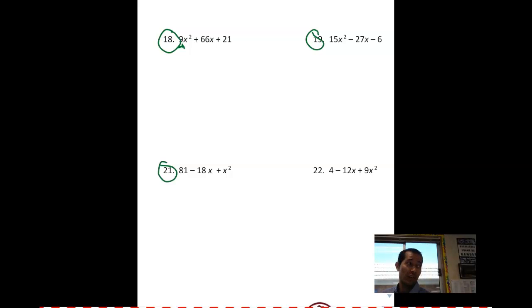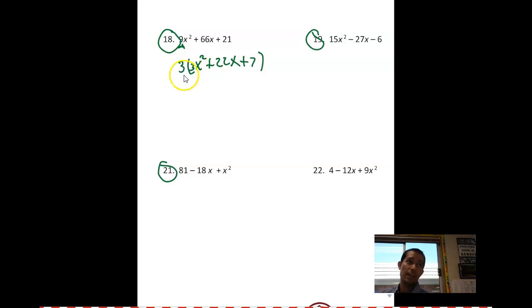The first step for all these problems is you always want to take out the GCF. So right now, I'm thinking, what is the highest number that goes into 9, 66, and 21? In this case, the highest number is a 3, okay? So I'm going to take out a 3. And then I'm going to get 3 times x squared plus 22x plus 7.